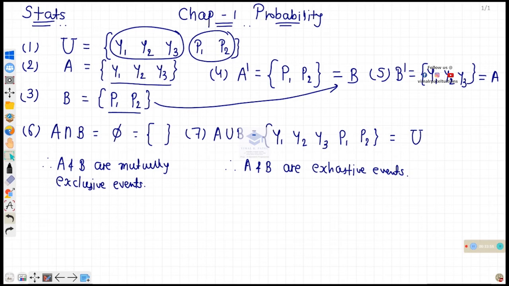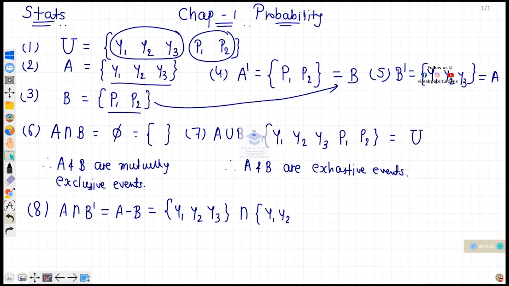Then A intersection B dash, also known as A minus B, means set of all elements which are in A but not in B dash. Means you can say A, Y1, Y2, Y3. B dash is also that. So ultimately all elements are common. So A intersection B dash is A itself.